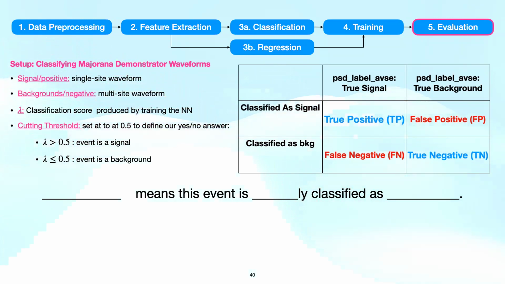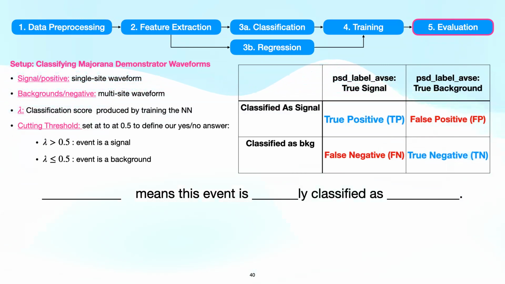So given this table setup, I have 4 different entries, right? I have my true positive, false positive, false negative, and true negative here. So I will explain what this means using this kind of fill in the blank sentence. It's like: blank means this event is blankly classified as blank.